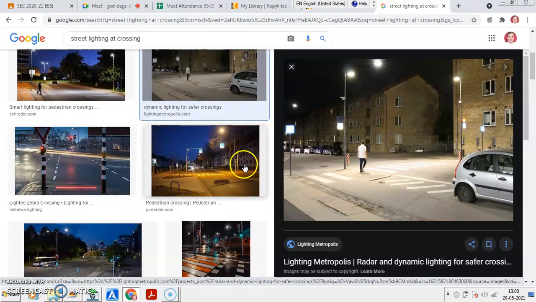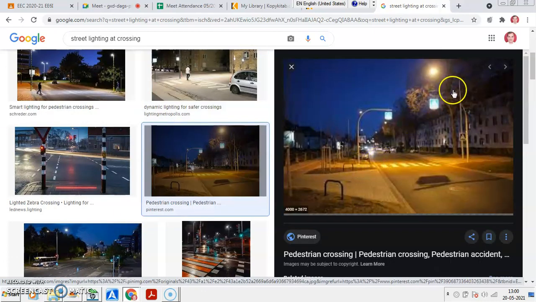Then you are having this pedestrian crossing. Street light lamp is provided. It is just pedestrian crossing.